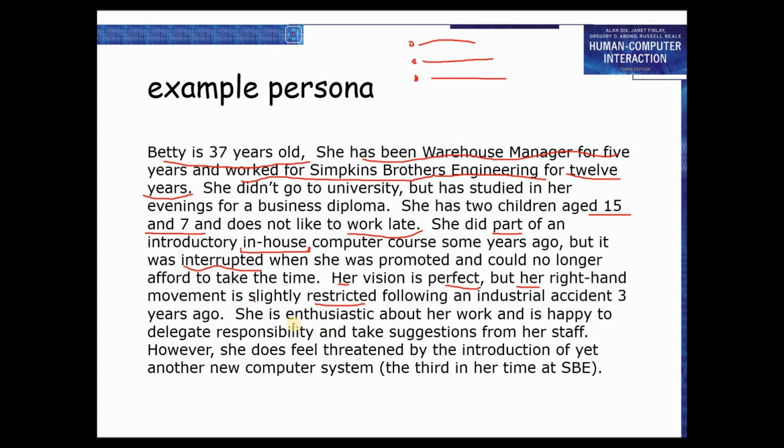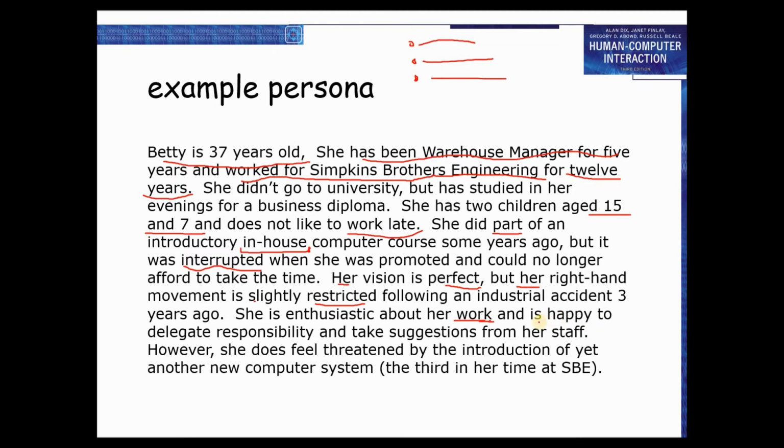She is enthusiastic. Enthusiastic means energetic about her work, and she is happy to delegate responsibility. So she is very energetic about her work. Now, this is a positive property. There are many people who are very lazy. They don't like to work, for example. So a persona should describe these properties about the people. Some person who is lazy, even if you motivate them, they will not like to work.